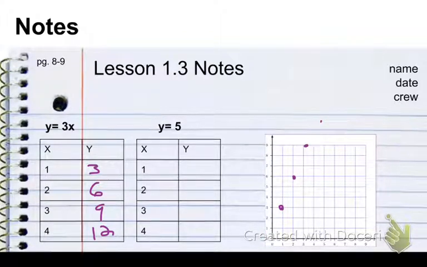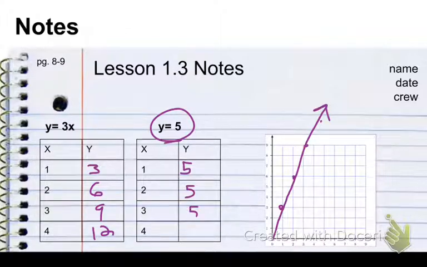I end up getting a line that looks like that. Okay? But now, let's say y equals 5. Well, what do you mean y equals 5? Well, there's no x here, right? There's no coefficient. So what is this equation really saying? It's saying no matter what x is, y is always 5. Let me ask you a question. Is this a linear relationship?